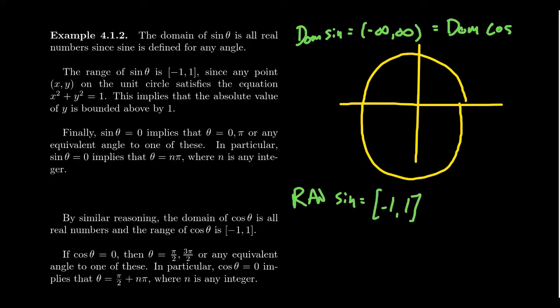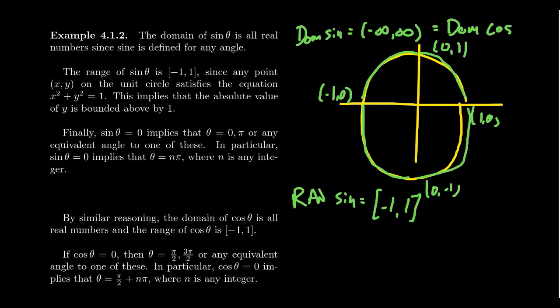Now, this same statement is going to be true for cosine as well. If we think of the angle as it goes around, you first have (1, 0). You go up to the top of the unit circle, you get (0, 1). Then you come down here, you're going to get (-1, 0). Come all the way down here, you're going to get (0, -1). And then back to (1, 0).